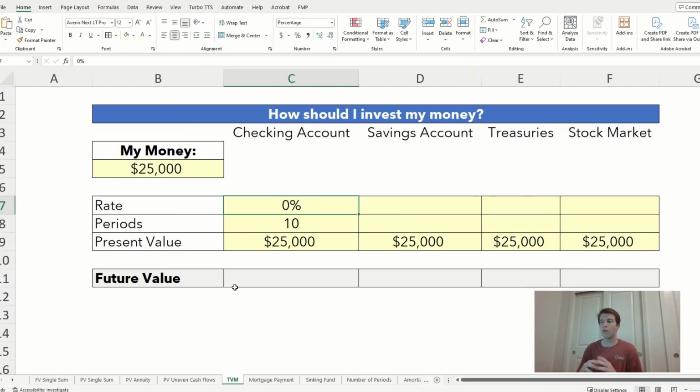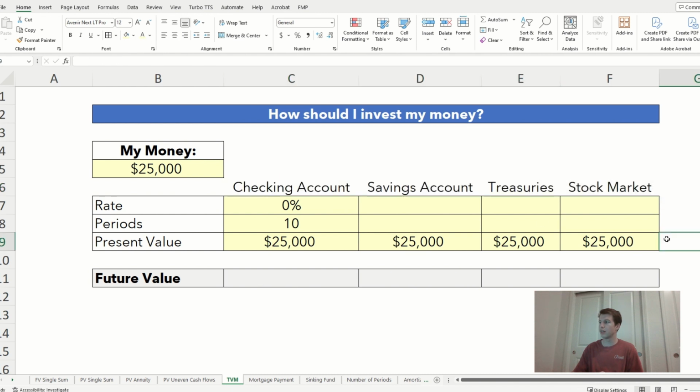And finally, I want to walk you through what you should do with your money and the different options of what you could do. So I have a few options here that people leave their money in. We have a checkings account, a savings account, treasuries, or like bonds or fixed incomes, or the stock market. Where should you put your money? So each one of these has a different rate of return.